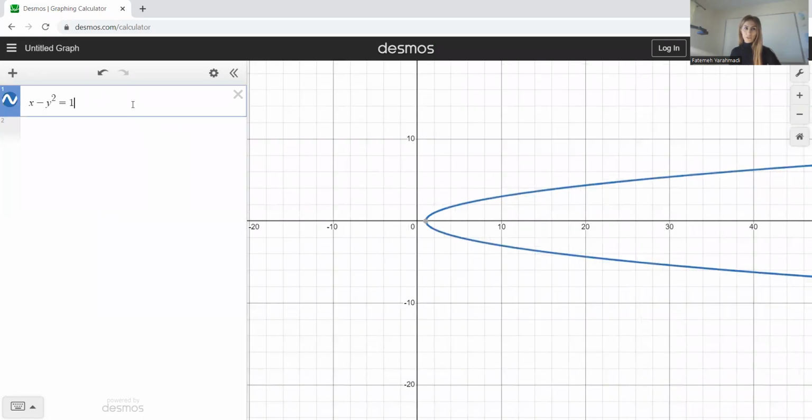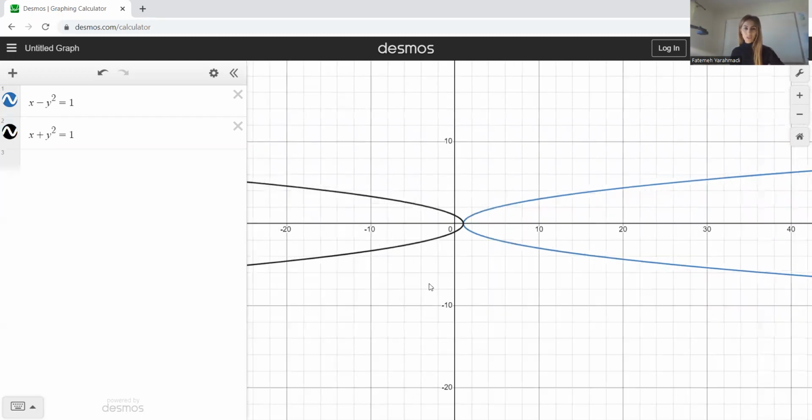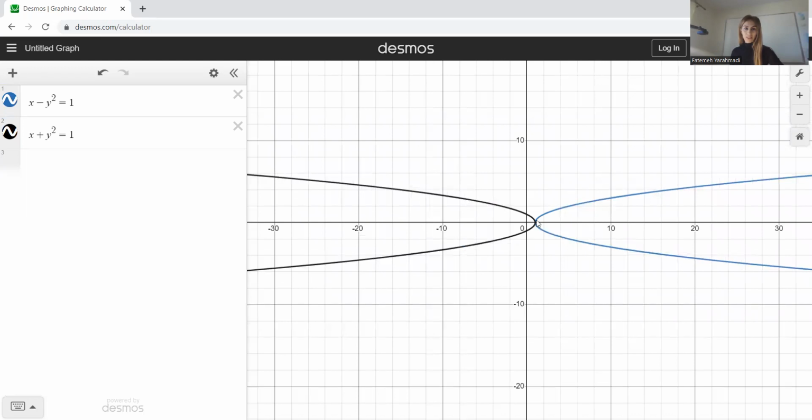What about the second equation? My second equation was x plus y squared equals 1. Wow, this is my second equation. Again, this is also symmetric with respect to the x-axis.